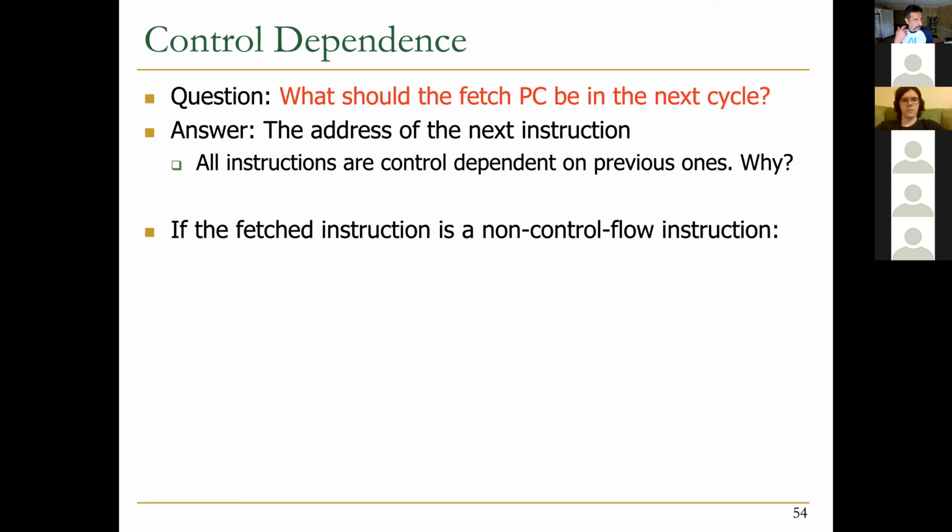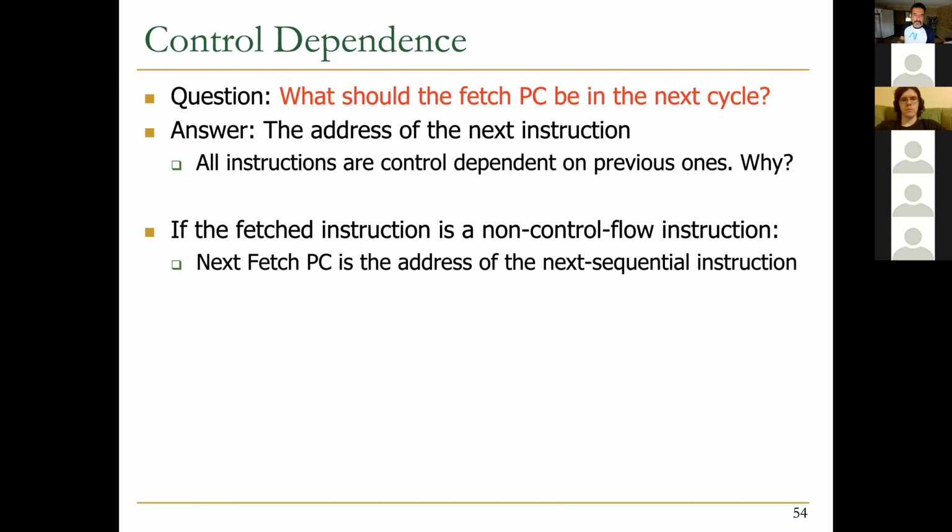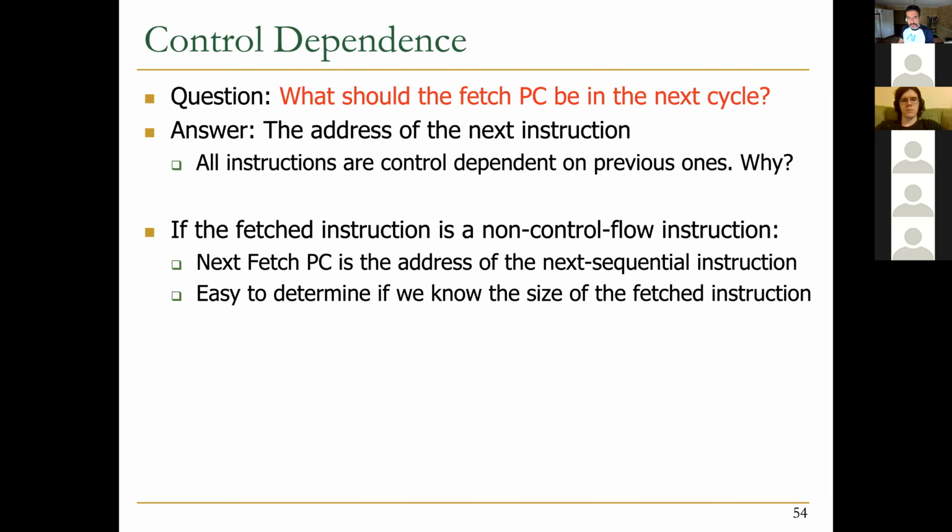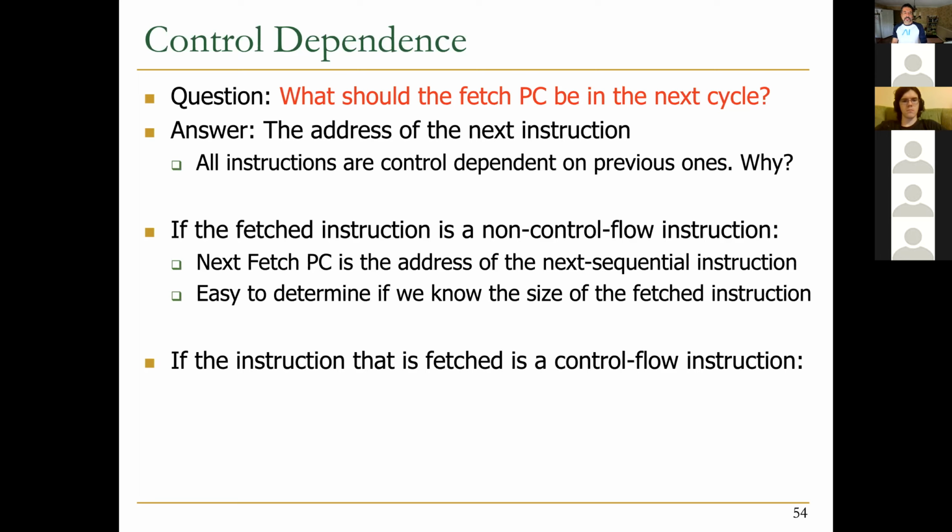But anyway, in MIPS, if the fetched instruction is a non-control flow instruction, meaning something like an add, not one of these control instructions that you are aware of, then the next PC is the address of the next sequential instruction. In MIPS that is PC plus 4. So it's easy to determine if we know the size of the fetched instruction. If you don't know, it's a little bit tricky.